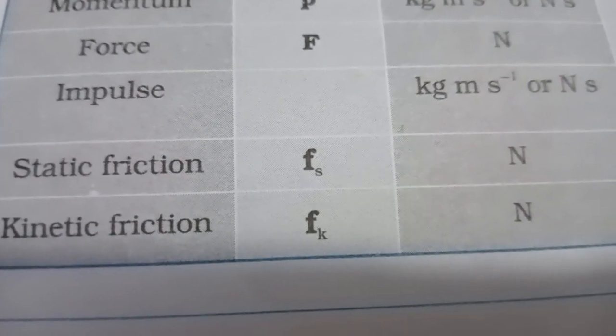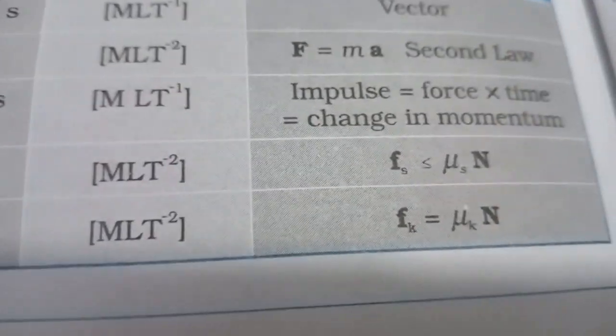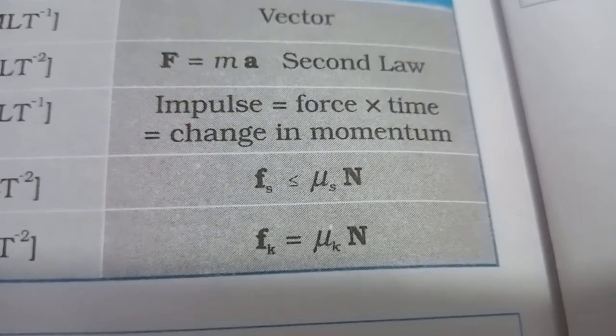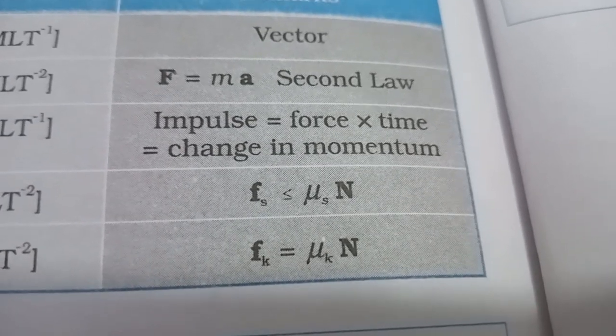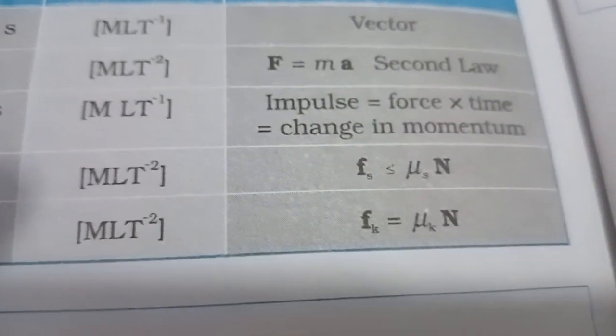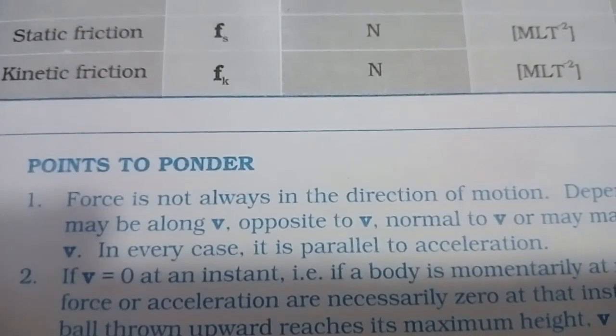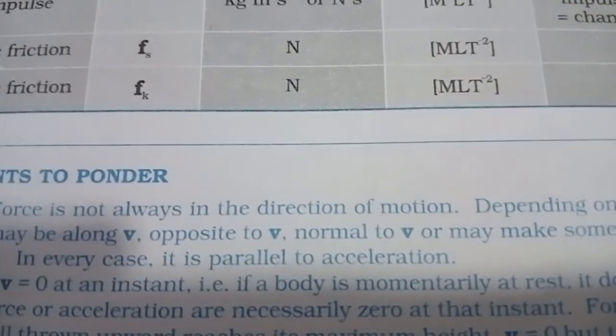Static friction, fs, unit Newton, same as force. fs is less than or equal to mu_s n. Kinetic friction is given by fk, unit Newton, and the dimensions are the same. fk is equal to mu_k n. Please read the points to ponder and do all the exercises, kids.